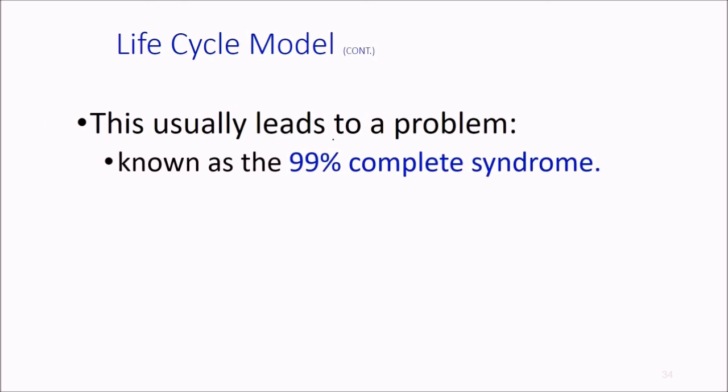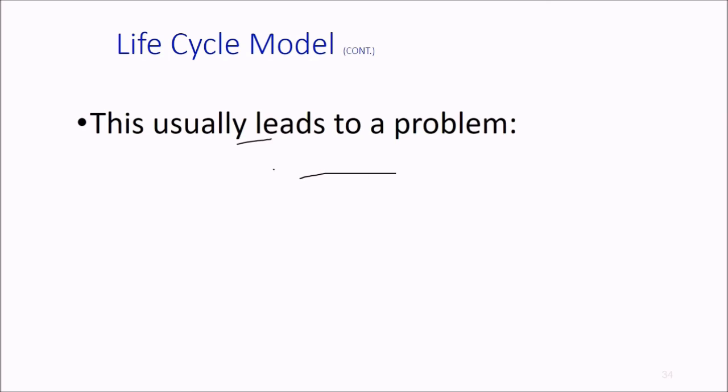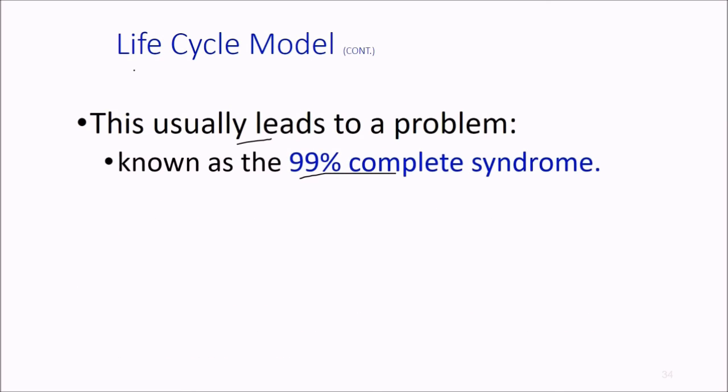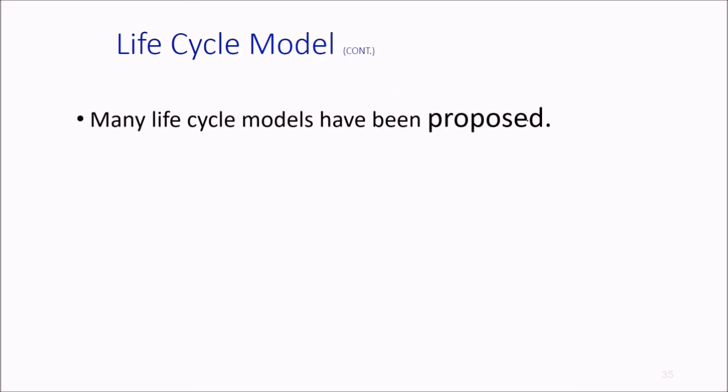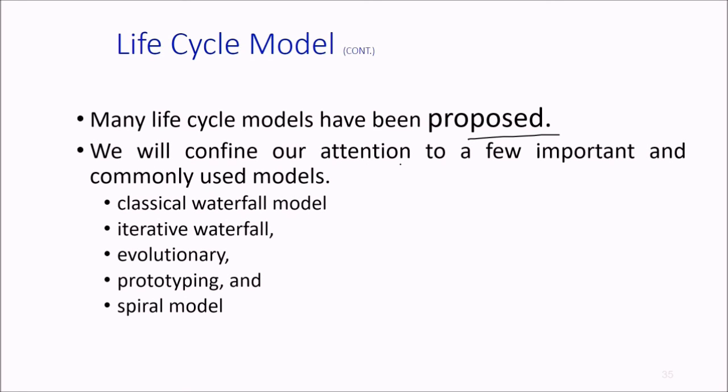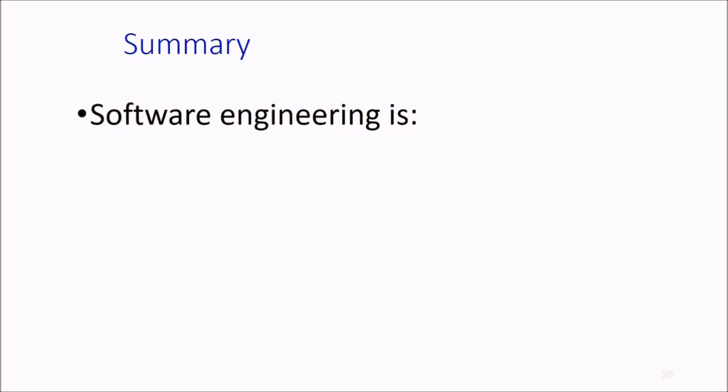So what problem can occur? This is known as the 99% complete syndrome, which is the problem which comes from this particular scenario. So many life cycle models were proposed. We'll try to focus our attention on some of the classic and commonly employed models. First, we have the classical waterfall model, iterative, evolutionary, prototyping, spiral. And now we have various models for fast forward production. We'll discuss them also.